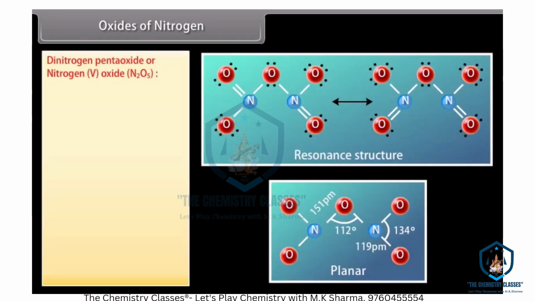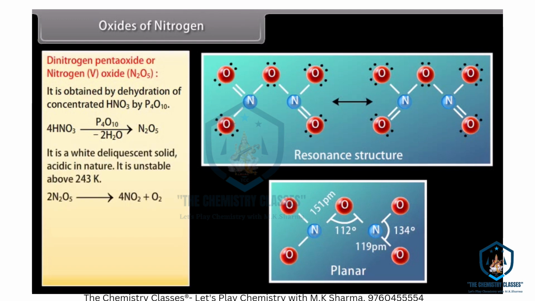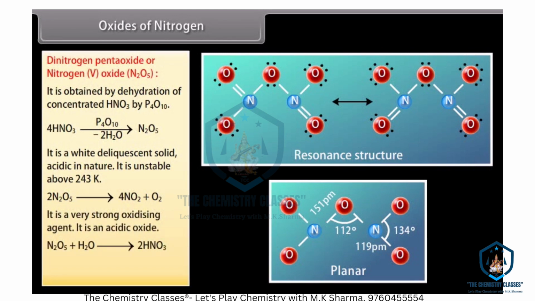Dinitrogen pentoxide, or nitrogen(V) oxide. It is obtained by dehydration of concentrated HNO3 by P4O10. It is a white, deliquescent solid, acidic in nature. It is unstable above 243 Kelvin. It is a very strong oxidizing agent. Many organic substances burst into flames on coming in contact with it. It is an acidic oxide.